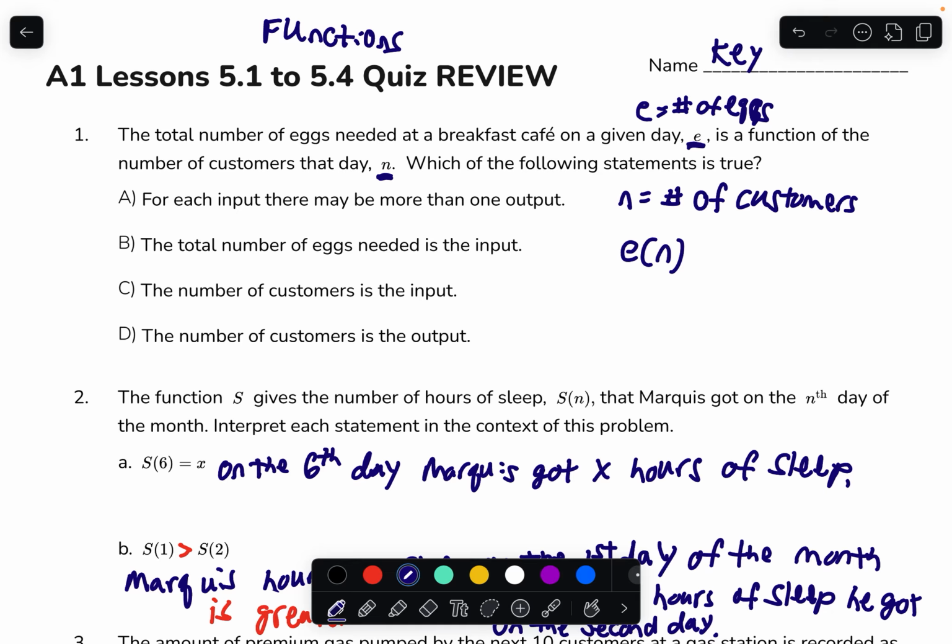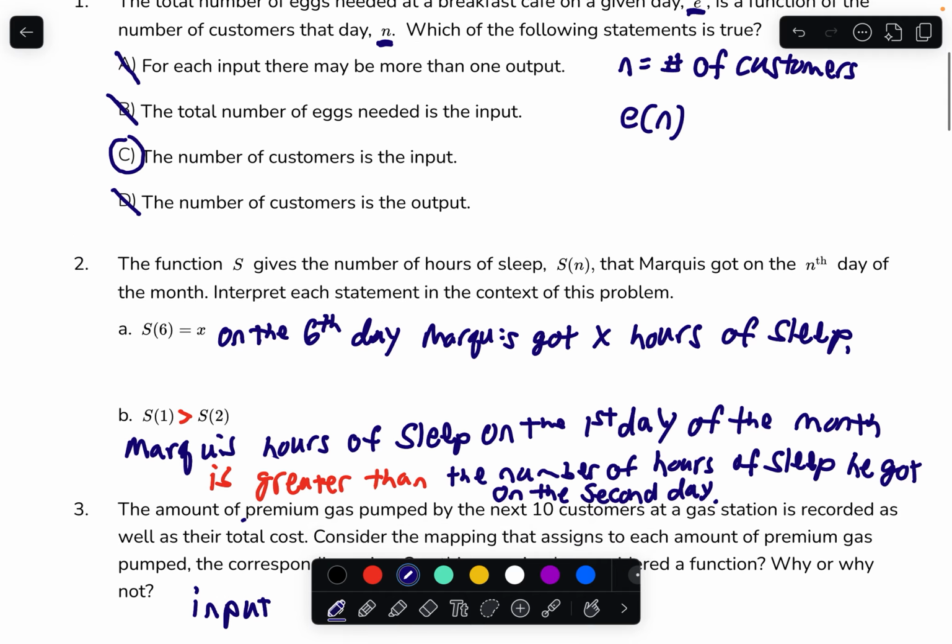All right, so for each input, there may be more than one output. No, because it's a function. That's by definition incorrect. Right? For a function, each input goes to one output. The total number of eggs needed is the input. No, that's actually the output. The number of customers is the input. All right, and that's true. Or the number of customers is the output. No, that's false. So it's C. I hope that's pretty straightforward.